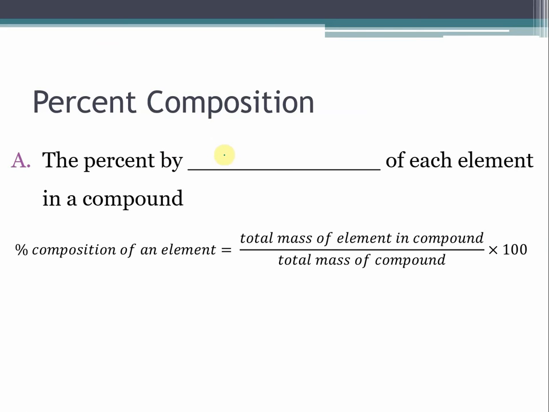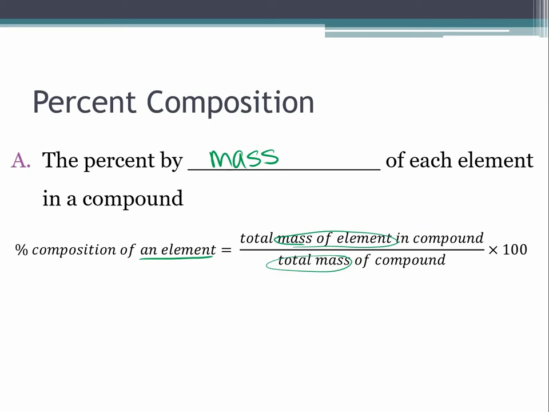So percent composition is the percent by mass of each element in a compound, which is sort of actually a misleading definition because you can do it for elements, but you can also do it for things besides elements. So your percent composition for an element is the total mass of that element in the compound divided by the total mass of the compound, and then multiplied by 100. But since we can also do this for ions, we'll do this for water a couple of times.